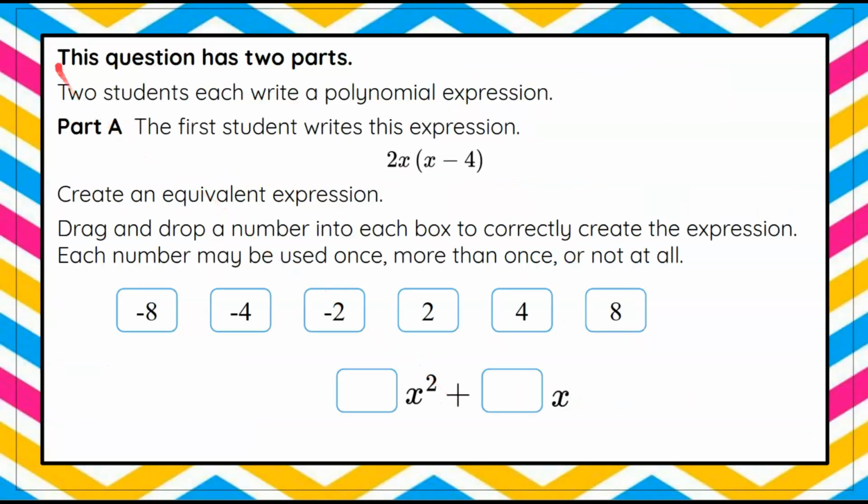Here's our question today. This question has two parts. We have two students that each write a polynomial expression. Here's part A. The first student writes this expression, 2x multiplied by x subtract 4. We're going to create an equivalent expression. We're going to do this by drag and drop a number into each box to correctly create the expression. Each number may be used once, more than once, or not at all. So we're going to drag from these 6 options to complete the coefficients of this expression.